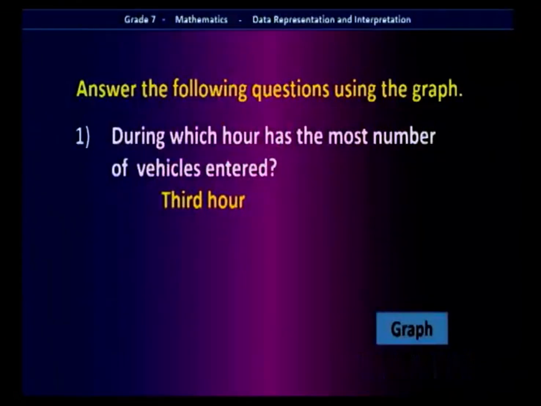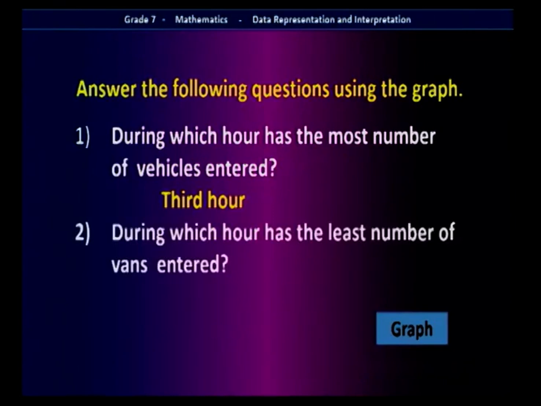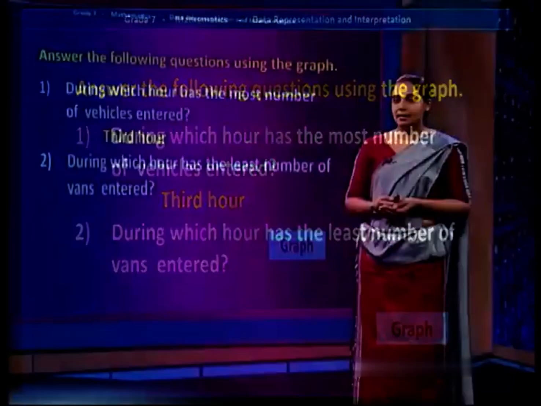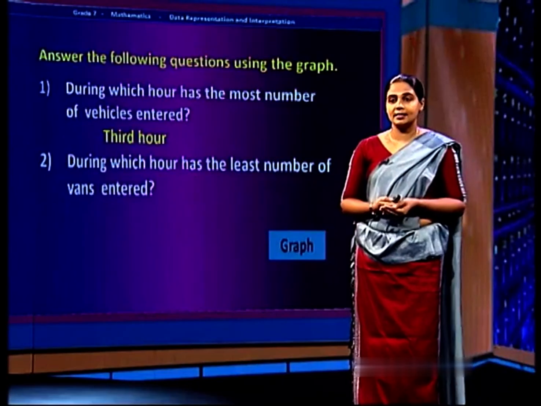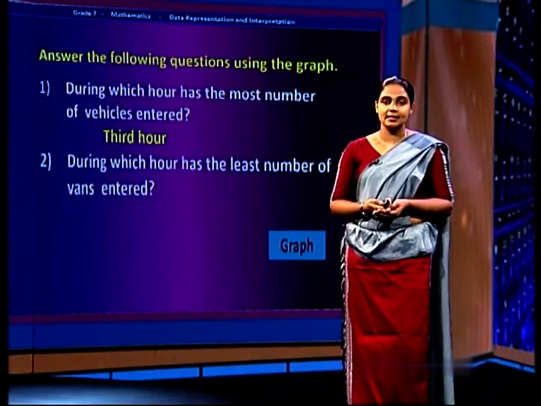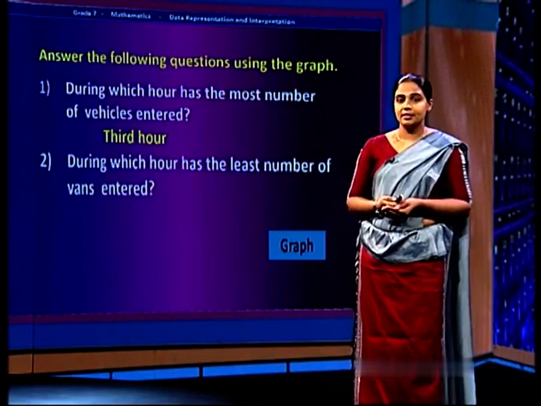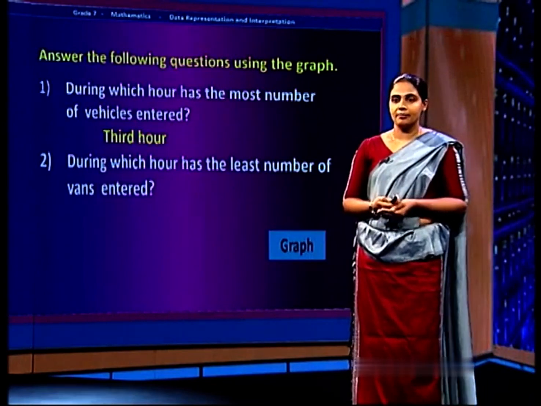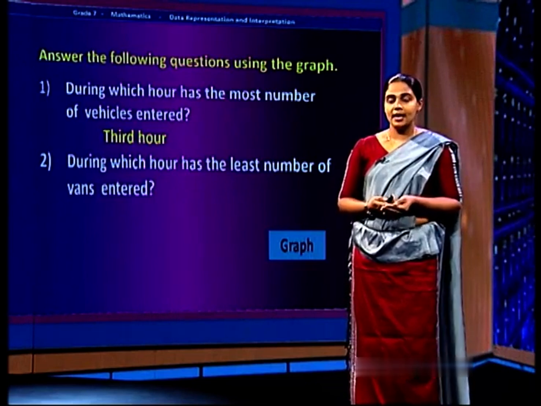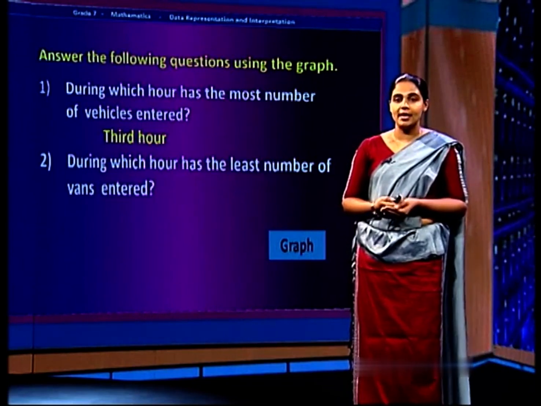Then I am going to give question number 2. During which hour has the least number of vans entered? Now you should check the numbers relevant to vans. During which hour has the least number of vans entered? We should go to the graph now.